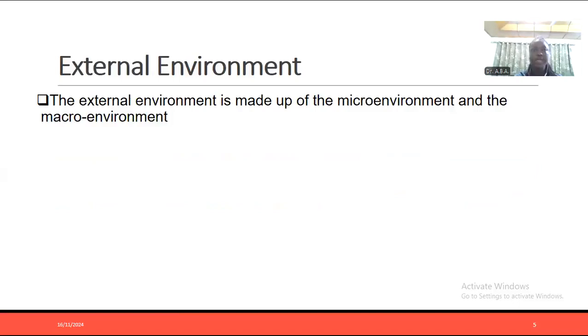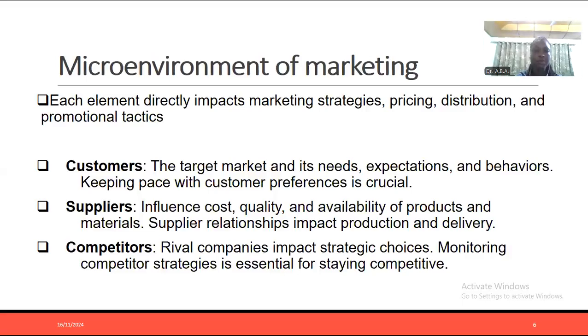Then we have the external environment. The external environment is made up of the micro environment and the macro environment. Basically, the external environment consists of factors which are outside of the business organization, and you will classify them into the micro environment and the macro environment.